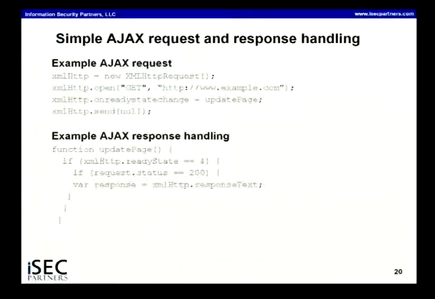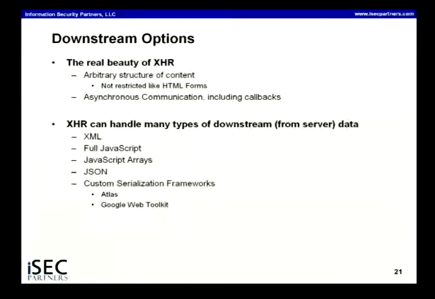So, a very basic example of an Ajax request and handling a response. You create the object, you set up whether you want to do a get or a post and your target site, and you set your callback there as update page, and then you send off the request. When the response gets back, it hits the callback function, and it checks for some state to make sure it's fine. You've got an HTTP 200 response header, and then you pull the response text out of there.